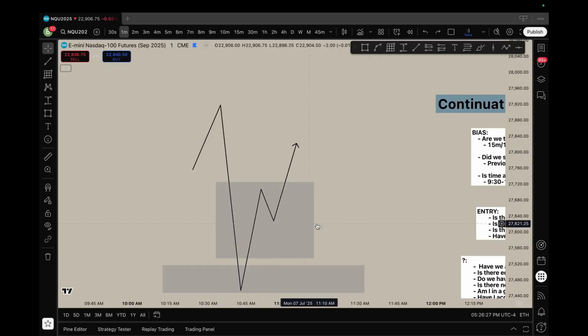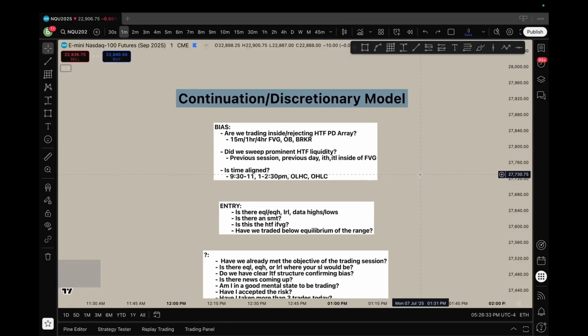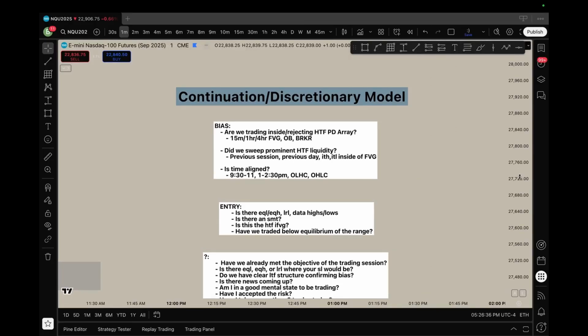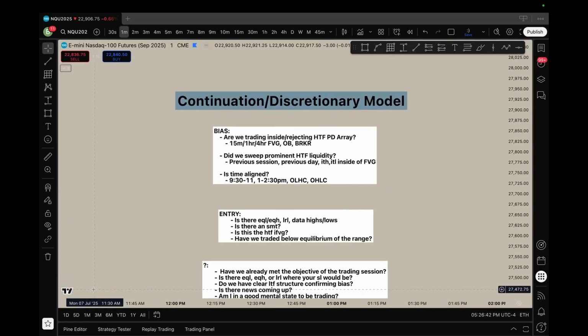And lastly, is time aligned with your bias, right? So you want to be trading during 9:30 to 11 and 1 p.m. to 2 p.m. 1 p.m. to 2:30 usually is my cutoff time. Now there are times where we have FOMC, right? And FOMC does print that news candle at around 2 to 2:30 p.m. So you do want to be paying attention to that as well.